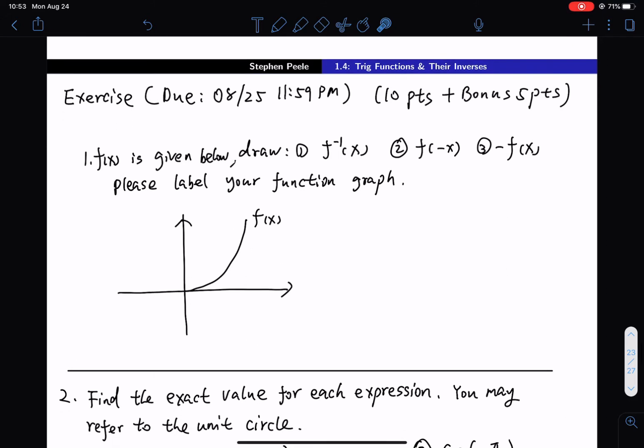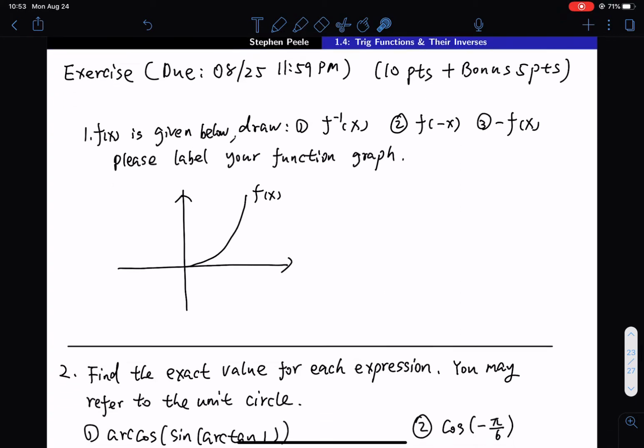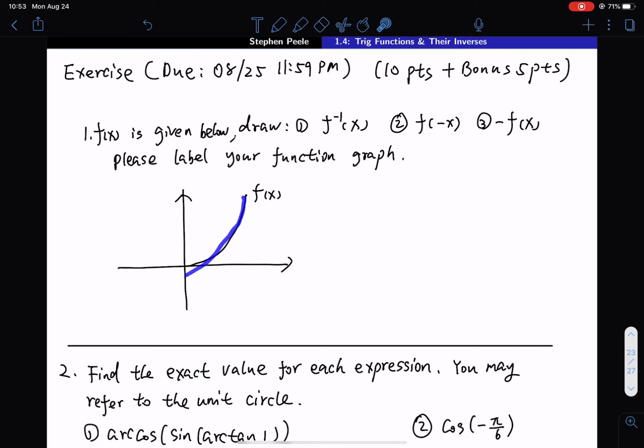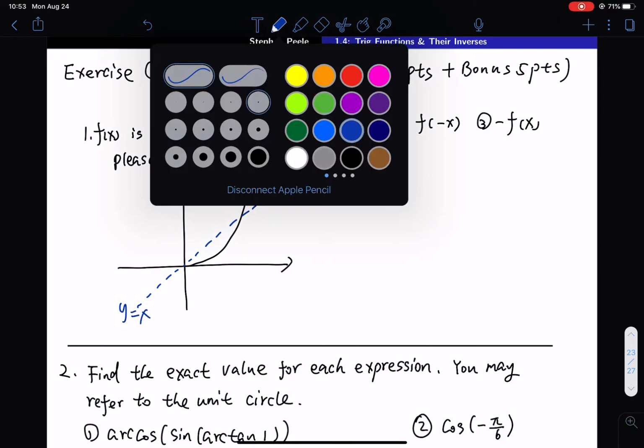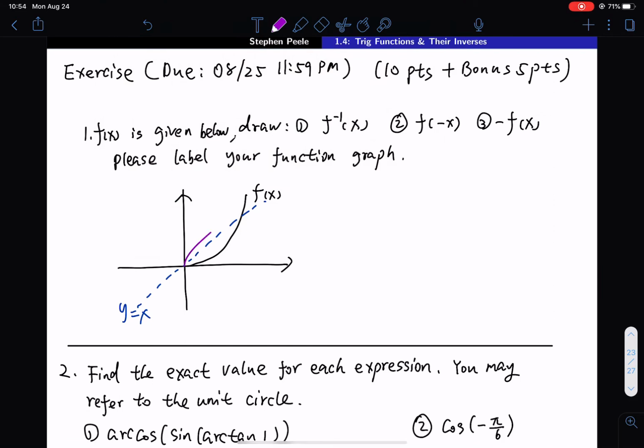So the exercise, actually this was an in-class exercise, but because Zoom is not working today, I just leave this as homework, which is due tomorrow. For example, the first question I'm going to give you, this is the function f of x. So for f inverse of x, you can just draw a mirror first. That is y equals x. Then the function is just the shadow of the mirror. So this is f inverse of x. Then what about this part? What about that part?